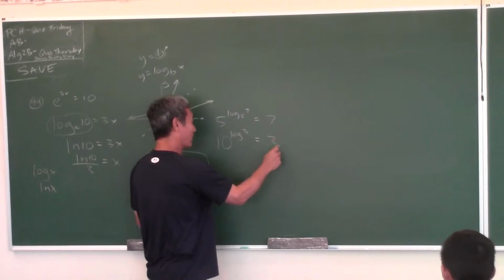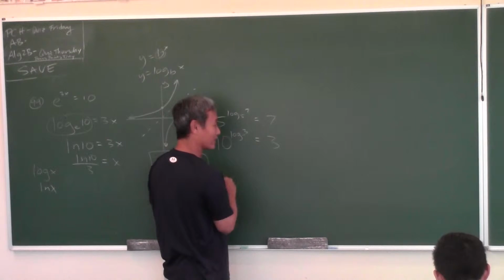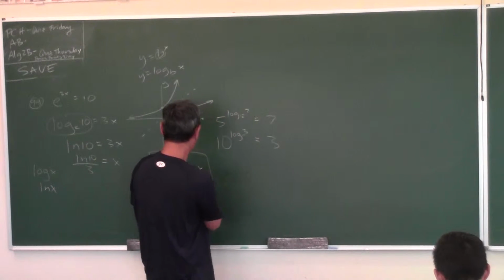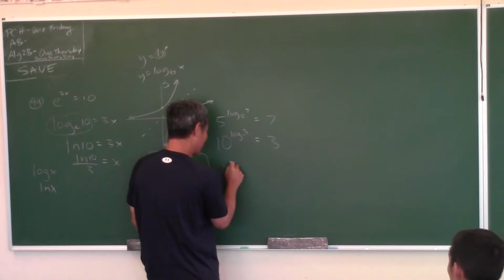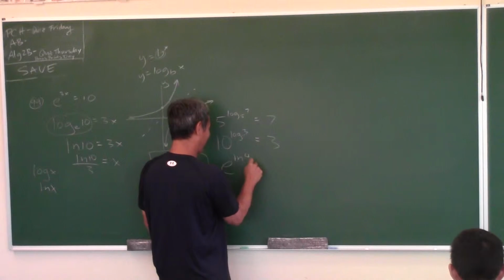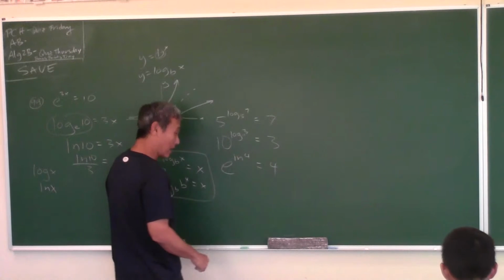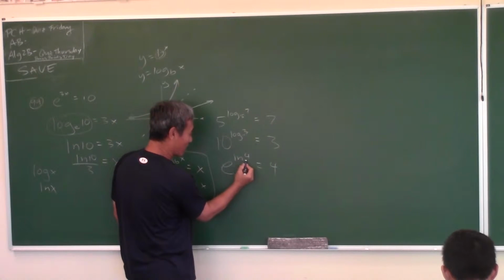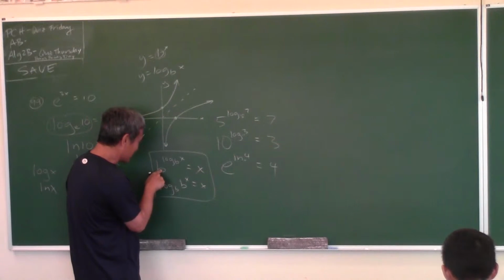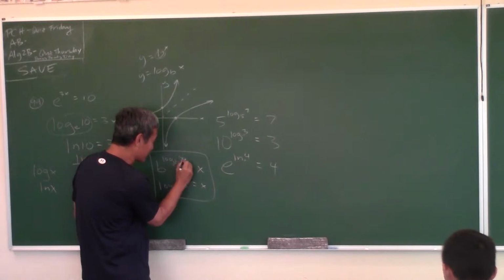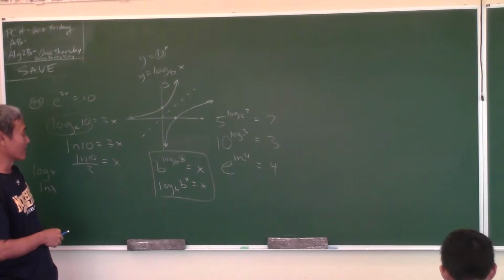3. How come, Mr. Park? That's because when you have a log and there's no base written, doesn't that mean it's base 10 over there? That's why it's 3. b to the log base b of x is x. Okay, what is e to the natural log 4? 4. How come, Mr. Park? That's because when you have a natural log, what is the base that we don't write? It's e. So when this base and that base are the same, the answer is just that, because they're inverses of each other. So you're going to have several of those tonight.